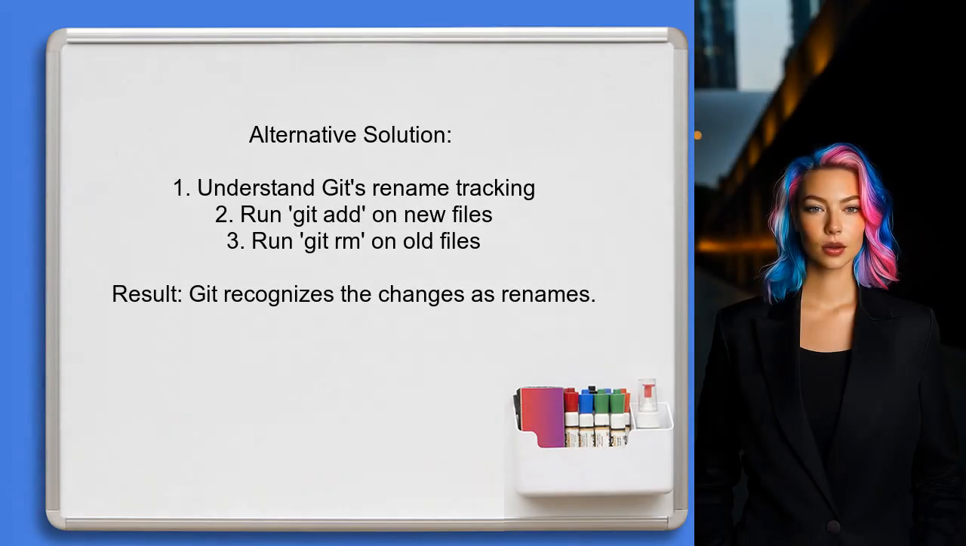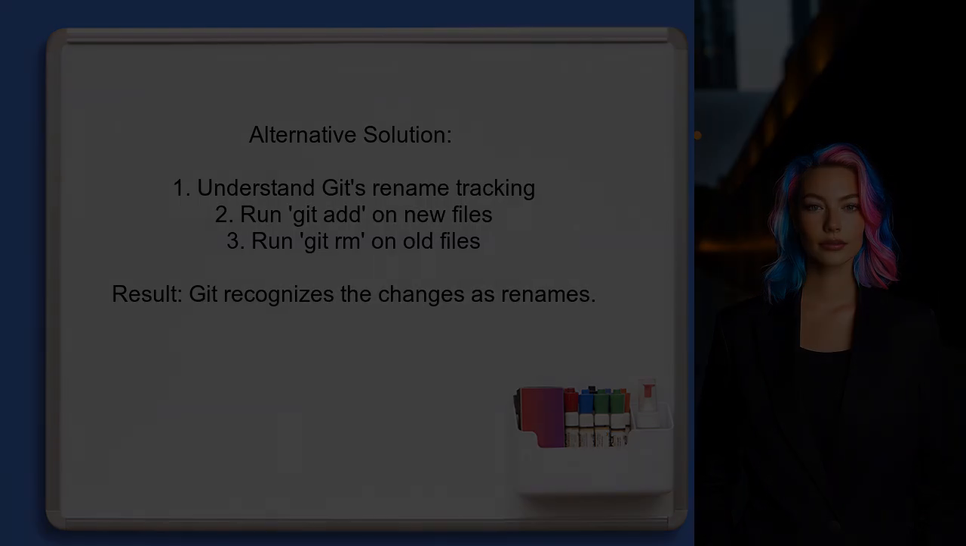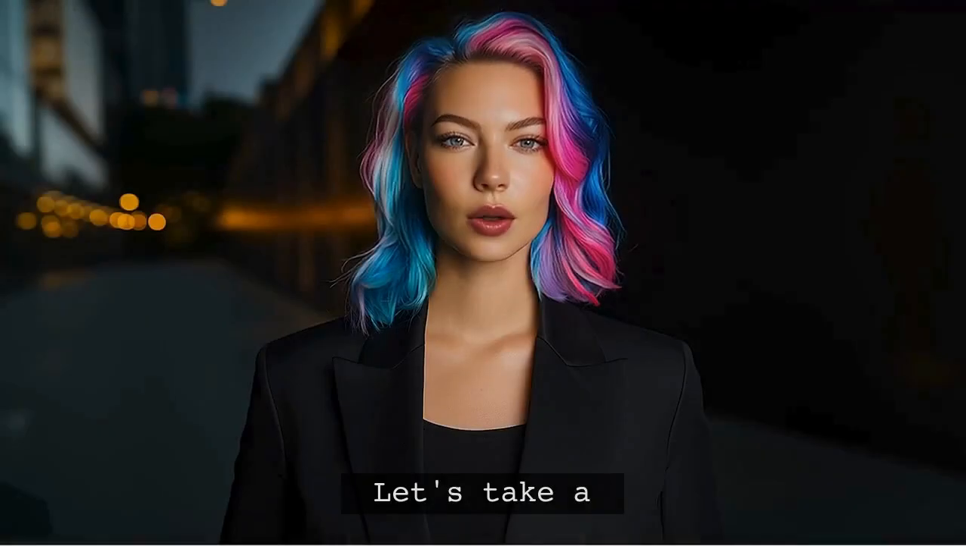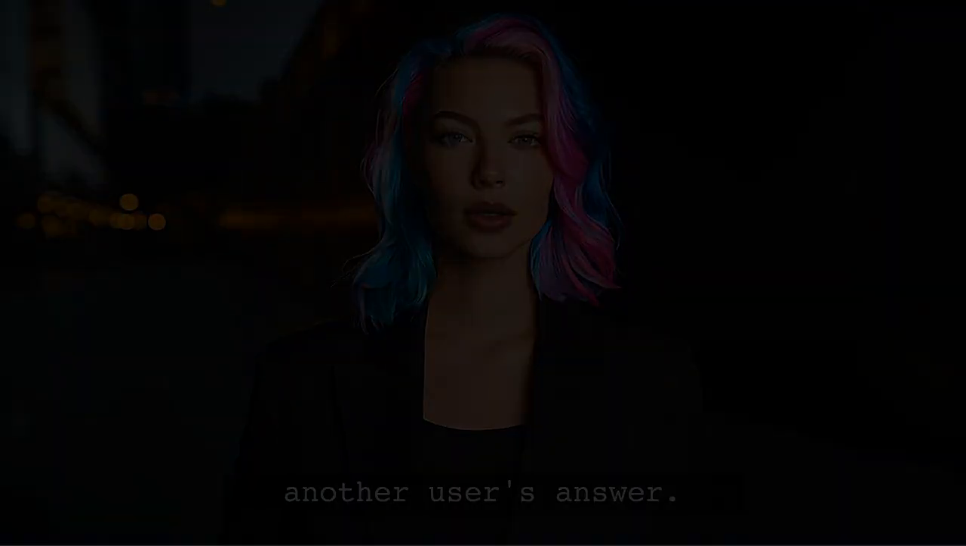An alternative solution suggests that Git doesn't track renames directly. Instead, it infers them from file add and delete actions. The user assumes that IntelliJ IDEA runs a git add command when renaming files, while Android Studio simply deletes the old files. To achieve the same result in Android Studio, they recommend manually running git add on the new files and git rm on the old files. This way, Git will recognize them as renames. Let's take a moment to review another user's answer.